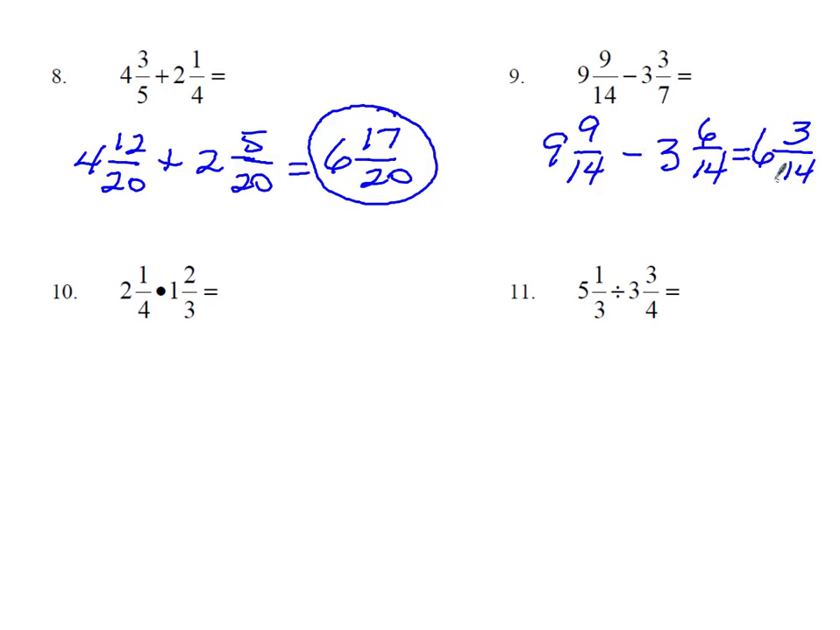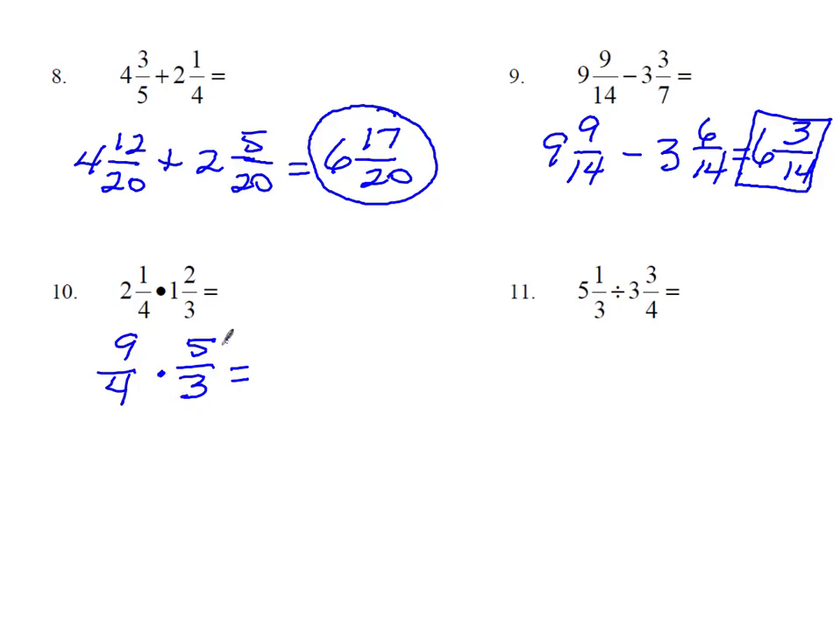And we ask, can I simplify 6 and 3/14? No. So I put a circle or box it to signify that's my final answer. Now for multiply and divide, we know we have to get fractions. So 2 and a fourth turns into, so we use our popcorn method. 4 times 2 is 8, plus 1 is 9, over 4, times 3 times 1 is 3, plus 2 is 5, over 3.